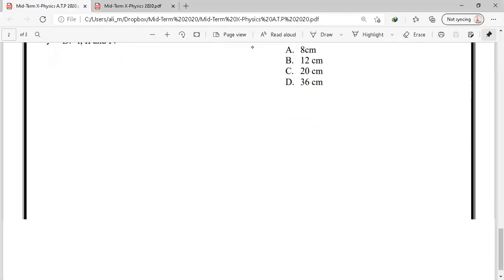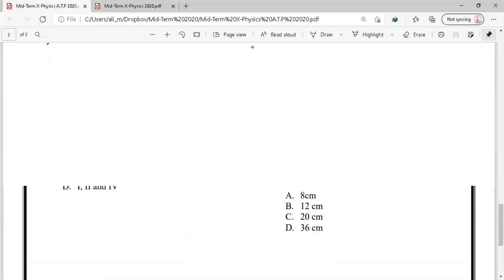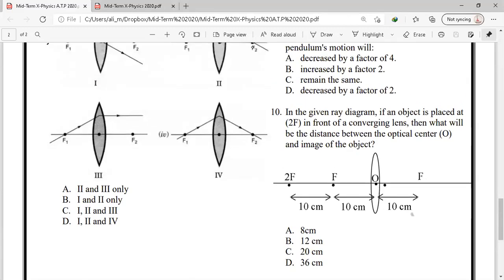So let's come to another question. This was the last question, question number 10, from this midterm examination paper.